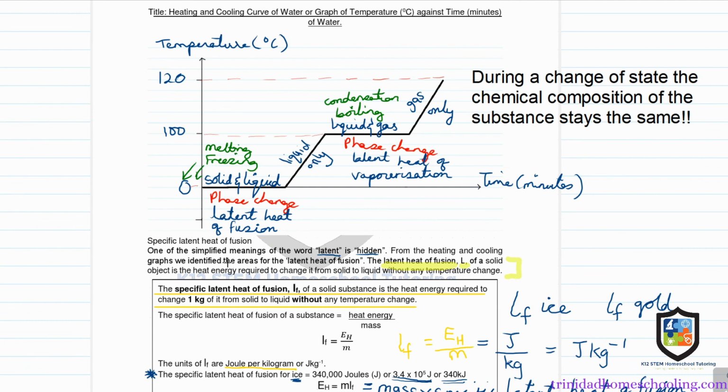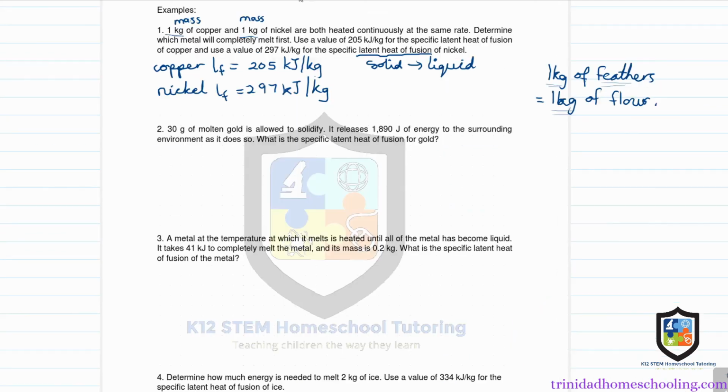Let's go back. The specific latent heat of fusion of a solid is the heat energy required to change 1 kilogram of it from solid to liquid without any temperature change. So basically, this is the amount of heat energy we need to melt 1 kilogram of solid. Okay, so here we are using 205 kilojoules to melt copper. We are using 297 kilojoules to melt nickel.